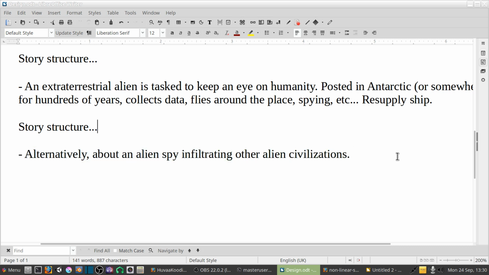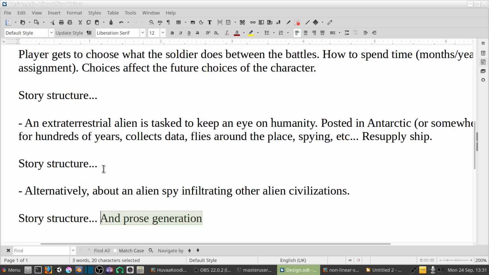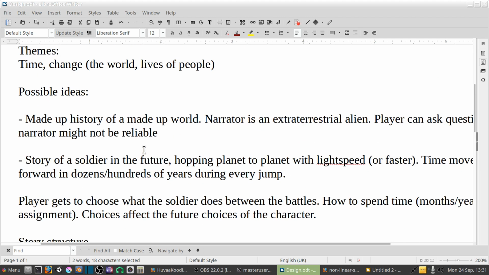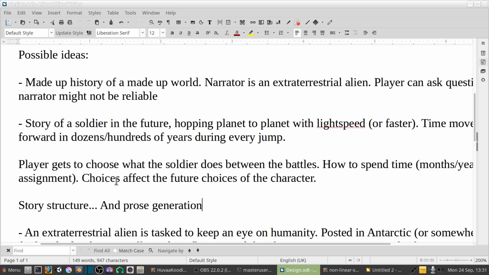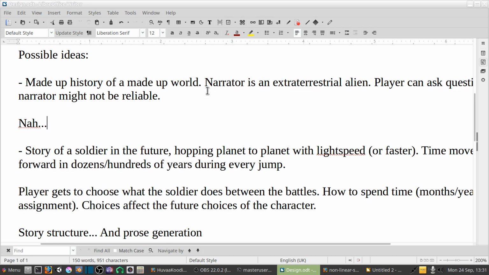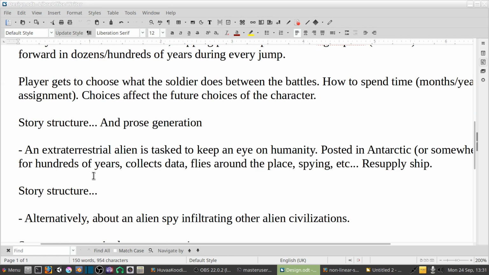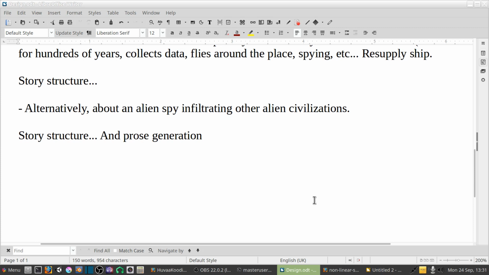So once again, this one has prose generation. This one doesn't really need it. This one also has it. I'm not going to make this one. No. Maybe one of these. Now I'm not exactly sure.